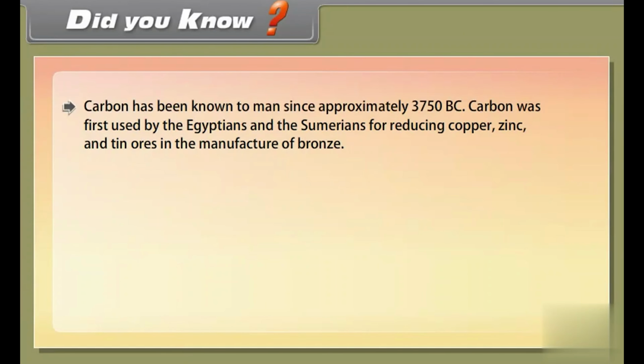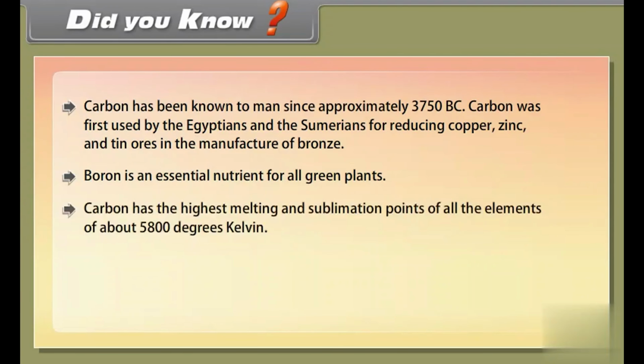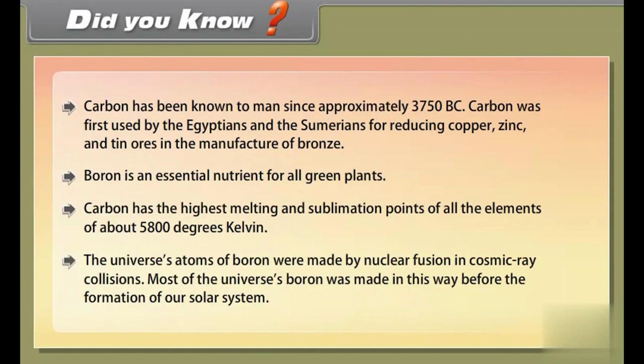Did you know? Carbon has been known to man since approximately 3750 BC. Carbon was first used by the Egyptians and the Sumerians for reducing copper, zinc, and tin ores in the manufacture of bronze. Boron is an essential nutrient for all green plants. Carbon has the highest melting and sublimation points of all the elements, about 5800 degrees Kelvin. The universe's atoms of boron were made by nuclear fusion in cosmic ray collisions. Most of the universe's boron was made in this way before the formation of our solar system.